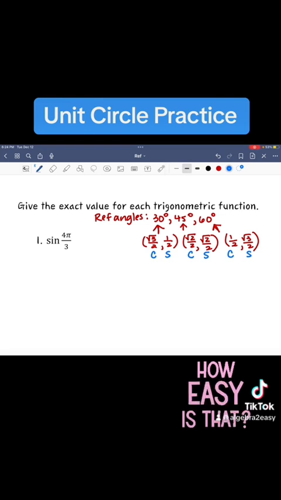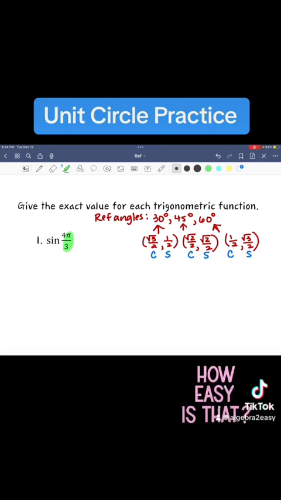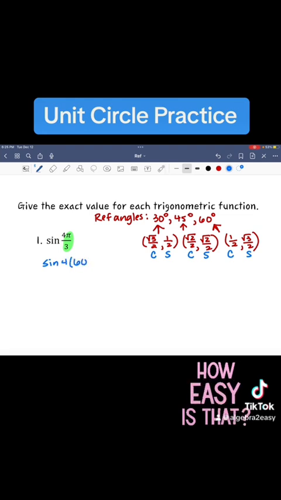They want you to find sine of 4 pi over 3. Well, first, we need to know what is the reference angle. So out of these three angles, which ordered pair are we using? Looking at pi over 3, we know that pi over 3 is 60 degrees. So 60 degrees is going to be our reference angle.